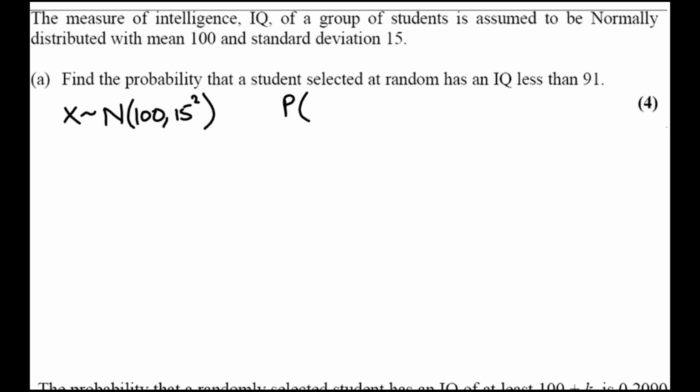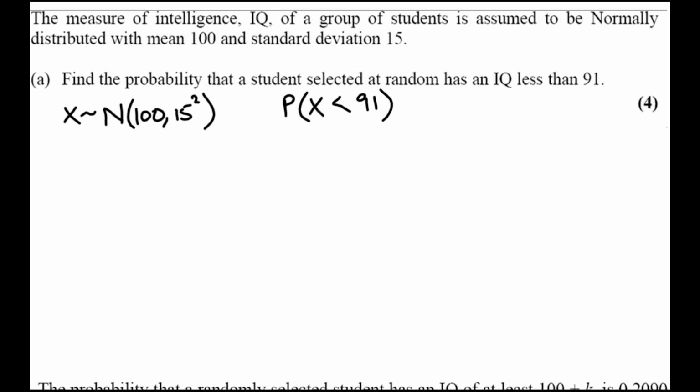So the probability that the student's IQ, X is the random variable of the value of the student's IQ, X is less than 91. Okay, a couple of things just to check before we even go. 91 is smaller than the mean, and I'm finding less than 91, so I'm expecting this probability to be less than 0.5. Definitely. That's going to be my first sense check as I go through this question.